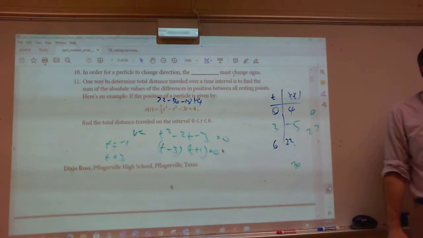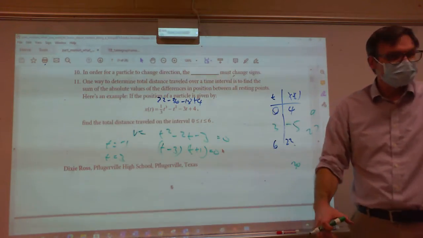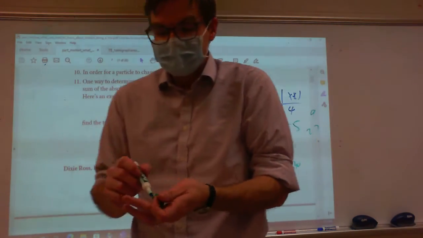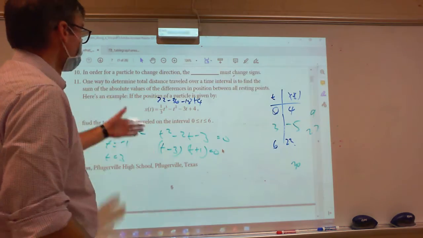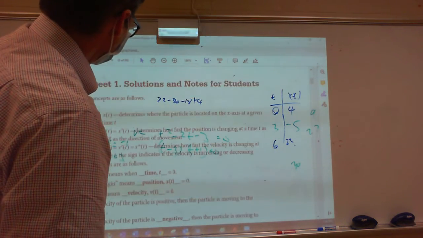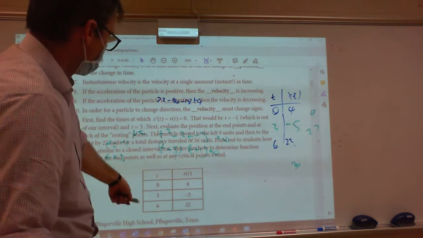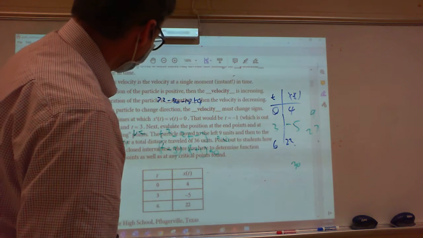Does this look familiar? We're reviewing, right? This has nothing to do with antiderivatives, has nothing to do with area, which is why it's called review, right? And this is part 1, all right? Oh, I have the solutions. That's nice. Oh, good. I can do arithmetic quickly.